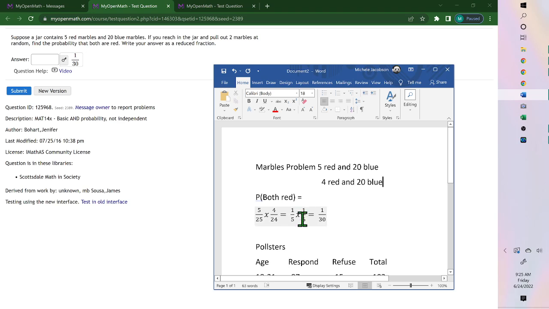I reduced them first instead of trying to multiply. 5 over 25, divide top and bottom by 5, you get 1/5. And 4 out of 24, you can divide 4 and 24 by 4 to get 1/6. Because the answer had said, write your answer in reduced fraction. And then multiplying across, 1/30. So the probability both are red is 1/30.